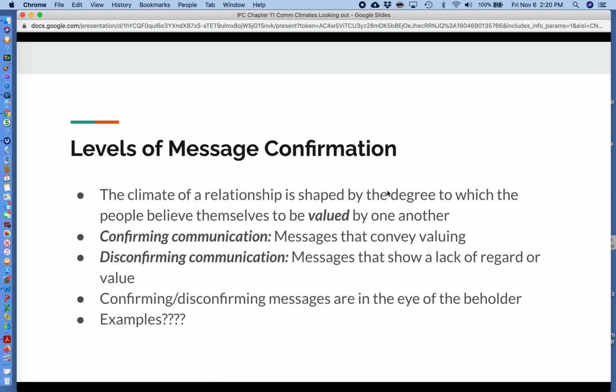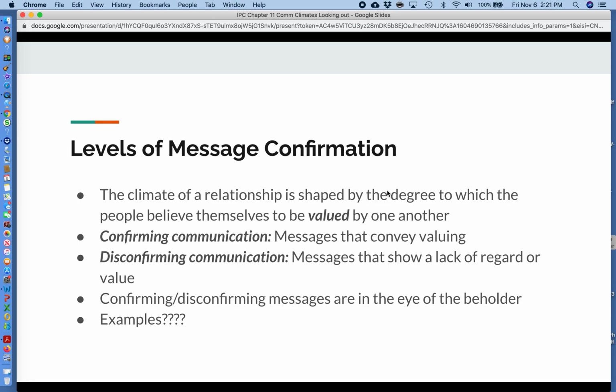So, when it comes to confirming messages, we find that the climate of the relationship is based on the degree to which the people believe themselves to be valued by another person. So the communication climate is based on how much the communicators value one another. Now, confirming communication are messages that convey valuing. So if you're sending confirming messages, that means you are indicating that you value the other person, that they mean something to you, that you care about them.